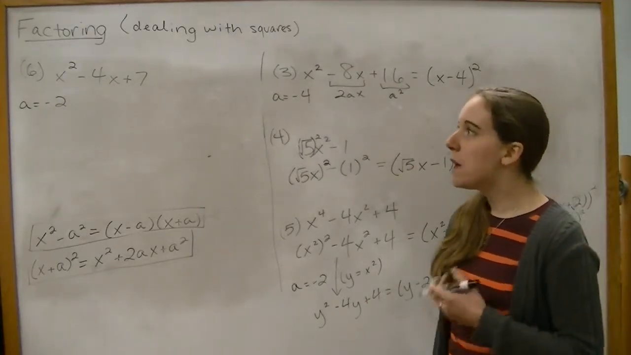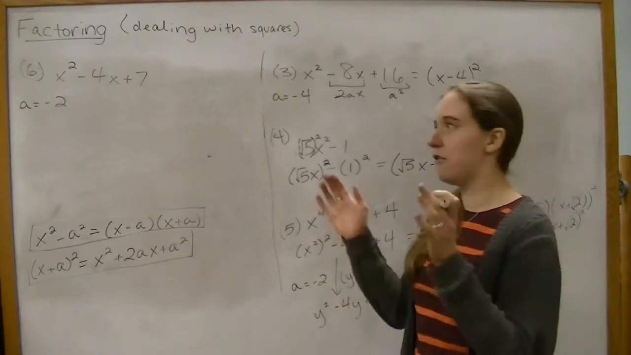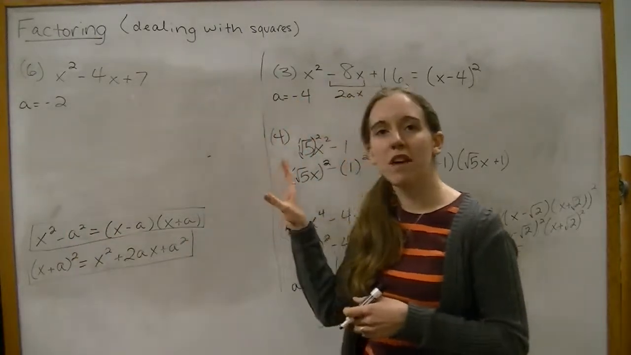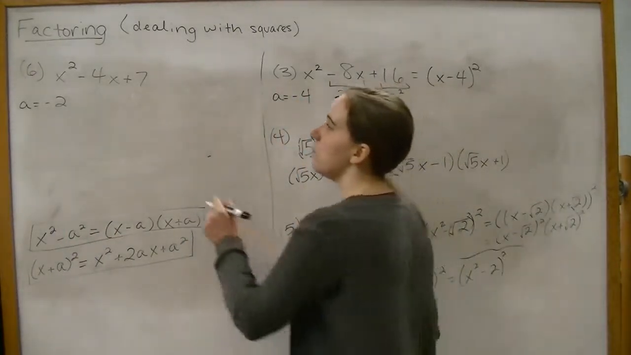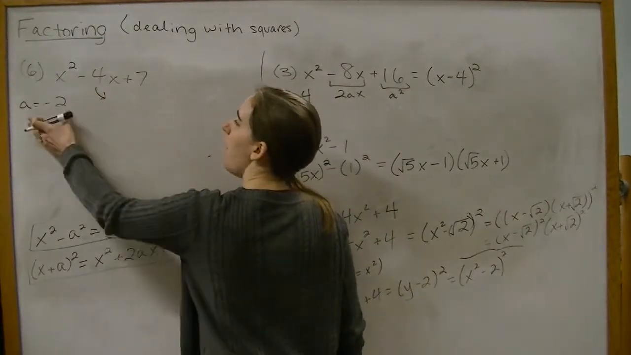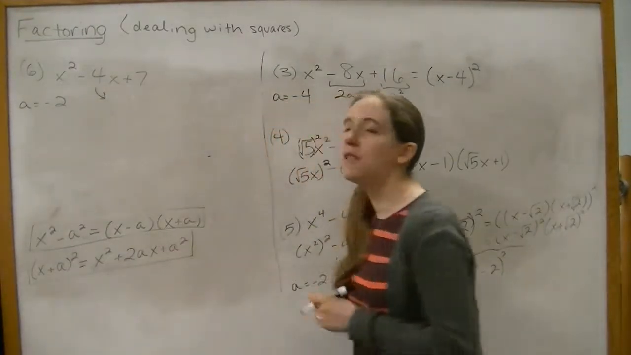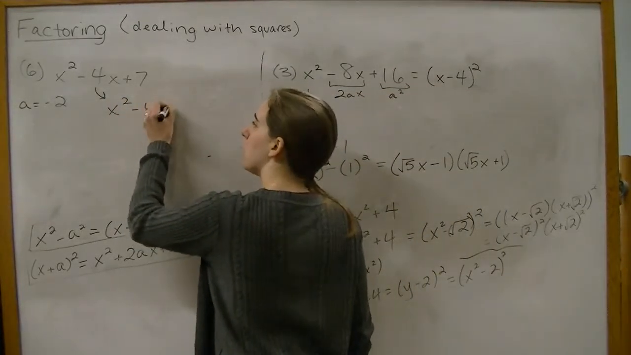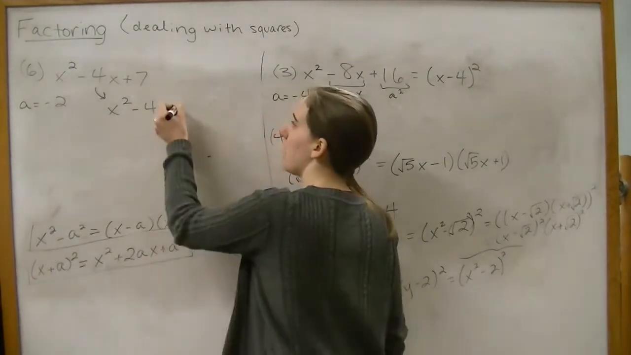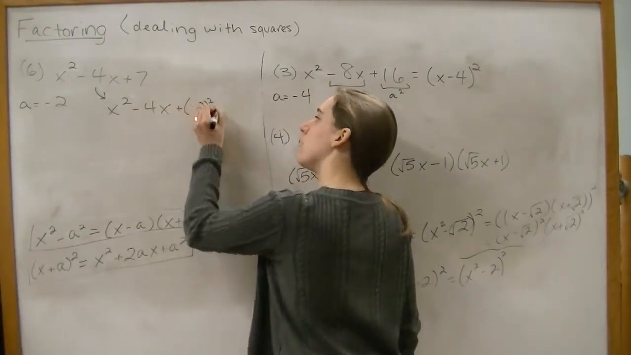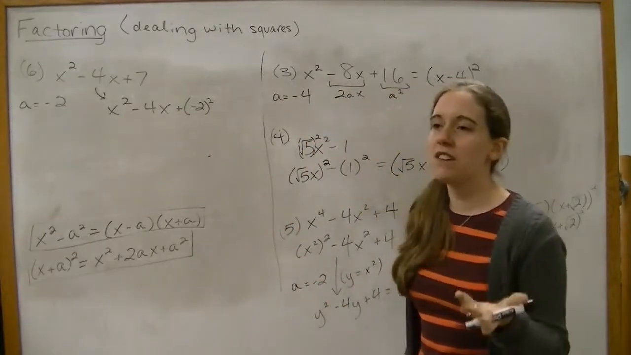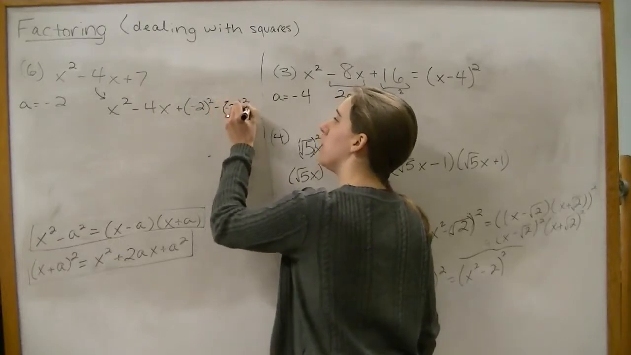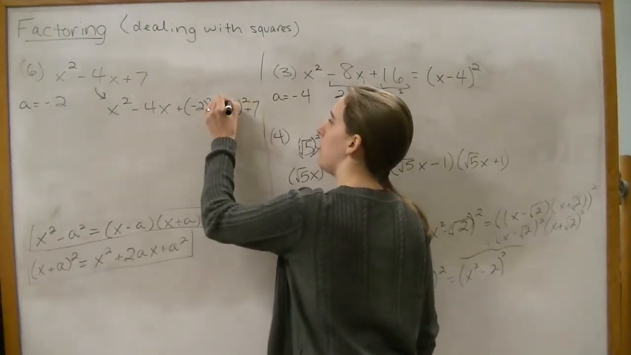It doesn't work. But what I can do is force kind of a perfect square to show up in here so that I can factor this, and then I'll have a little bit left over at the end. So I can do that by using the fact that if this were a perfect square, a would be negative 2. So I take x squared minus 4x, and then I want a squared to show up in there. But if I add that in, I can't just add that in without changing anything, so I need to subtract it off again. And then that plus 7 needs to come on down with it.